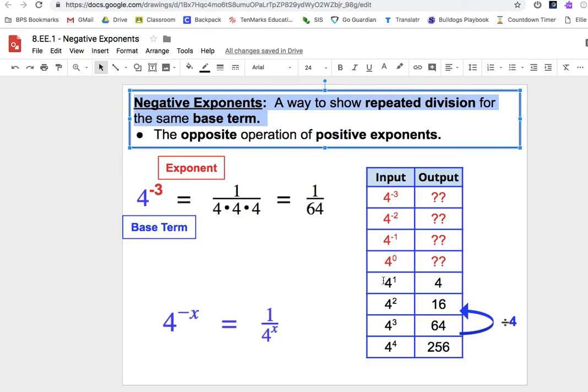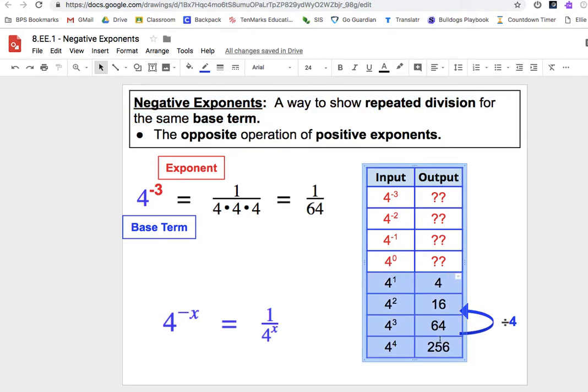Here we see the familiar positive exponent part of the table that we should know already. 4 to the first power, 1 copy of 4 makes 4. 4 squared, 2 copies of 4, 4 times 4 is 16. And as we keep multiplying by another copy of 4, 4 to the third, we go up to 64. Times another copy of 4, 4 copies of them, we get up to 256.